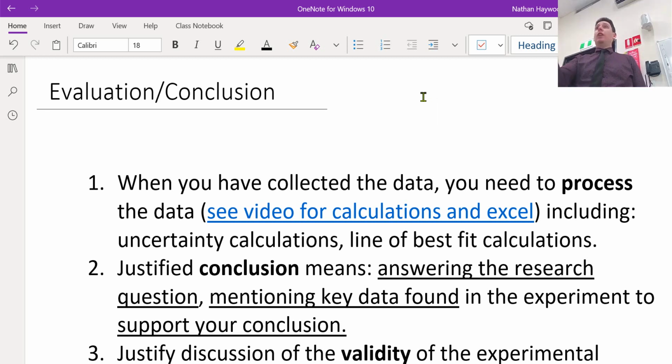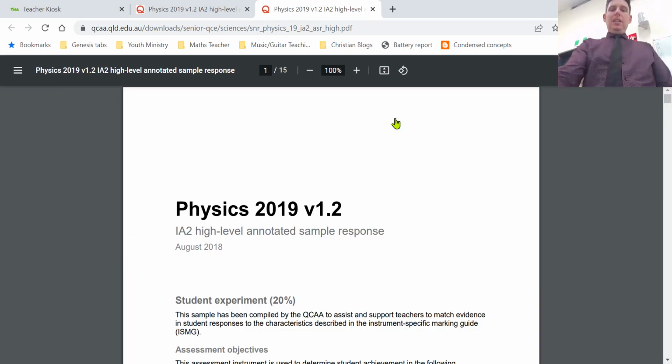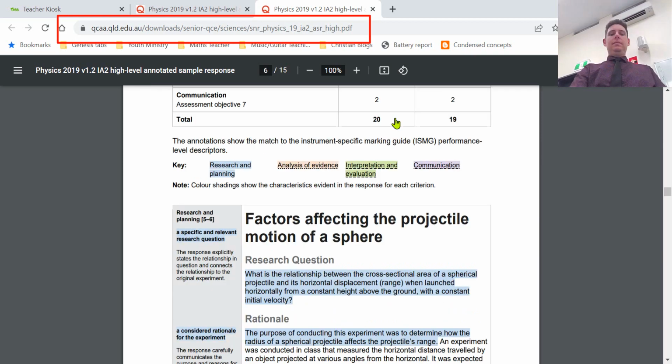So let's just imagine you've done all of that stuff, right? I'm working through evaluation and conclusion today. You need to justify your conclusions. So for this task, you need to answer the research question. You need to mention the key data found in the experiment to support your conclusion. So let's have a look at this. I'm going to go through an exemplar available online.